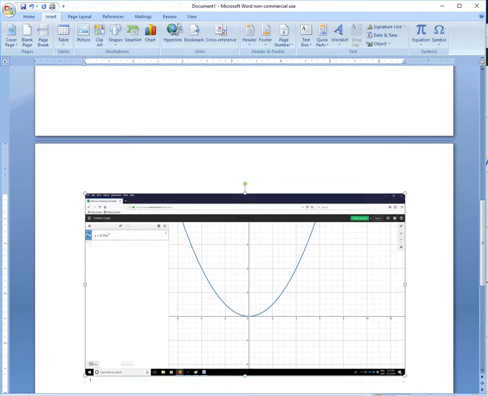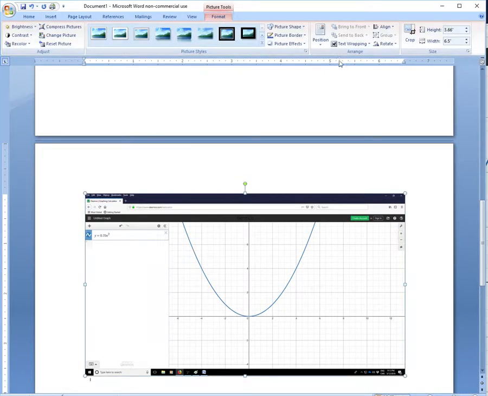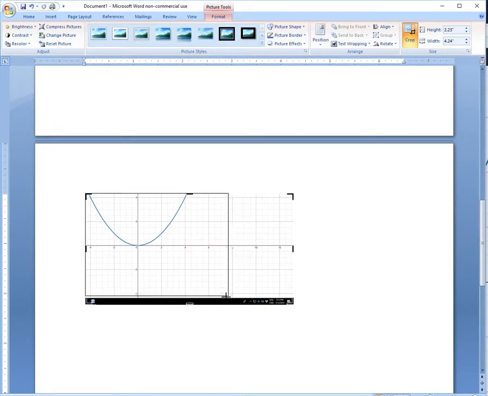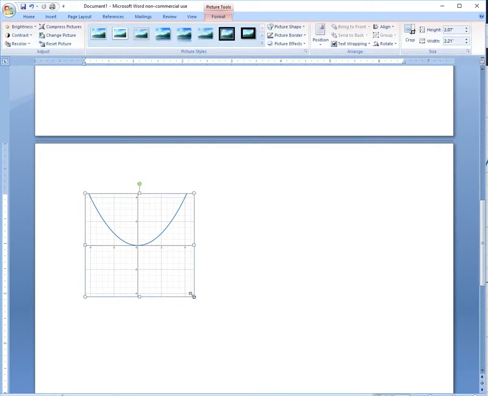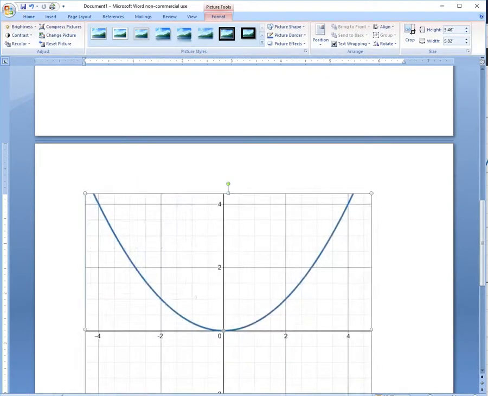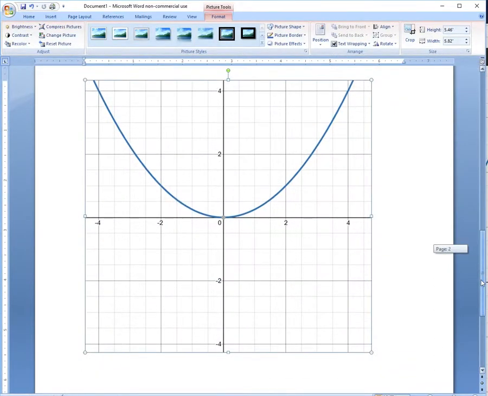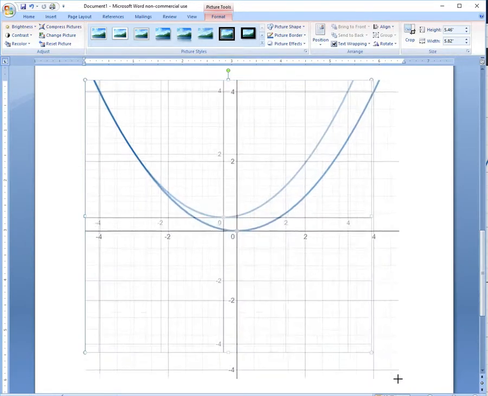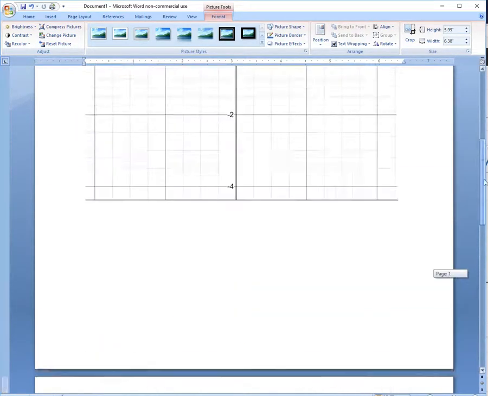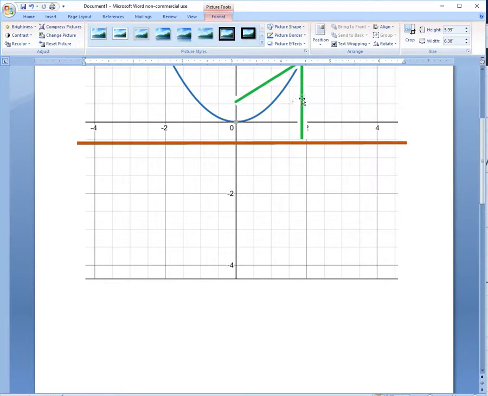Same thing as before, crop it so that we just need a small section of it. Boom, boom, enlarge it, slide it down, enlarge it again. Okay, and then let's use our same two green lines.